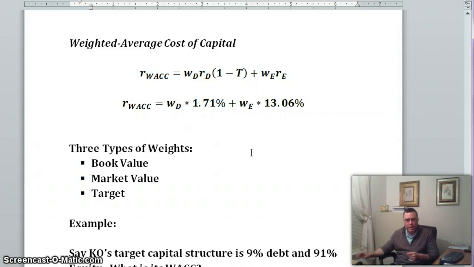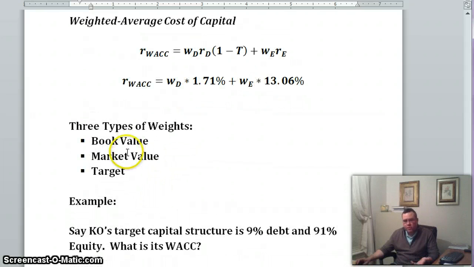How much did we issue equity? There's 3 ways you can do these weights. One's called book value, which is you use the amount listed on the balance sheet for debt and equity. Those are sometimes called historical weights, because it's based on how much they issued in the past.